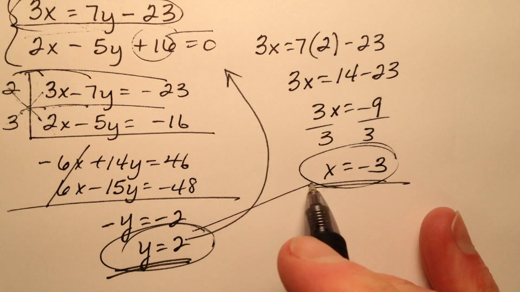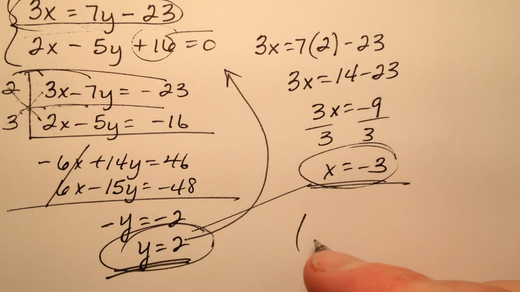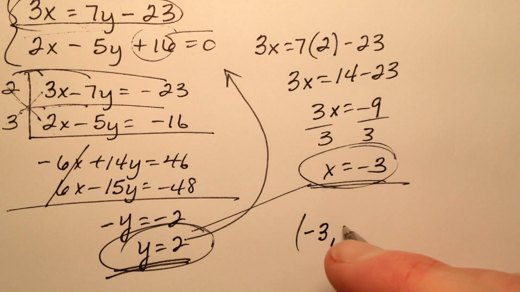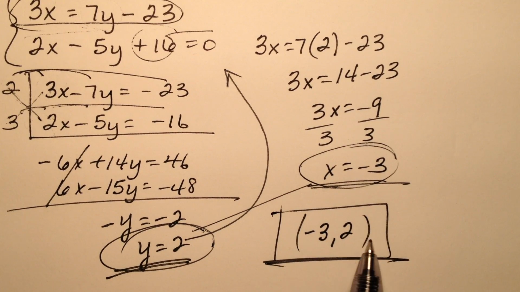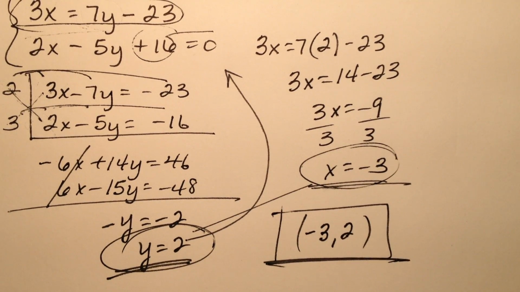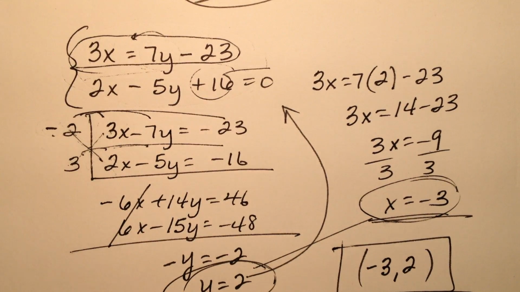So now that I have both values, I'm going to go ahead and write my solution as an ordered pair. My x value comes first, and then my y value. So I have this ordered pair, negative 3, 2, and this is the solution for this linear system.